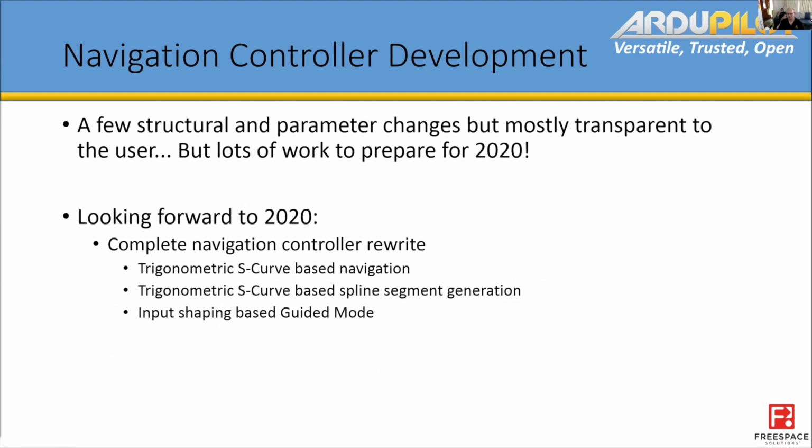Navigation controller: there have been a few structural and parameter changes, and the cleanup that Peter's been doing has crept through there a little bit, plus a few nice little things here and there. But our fundamental core navigation algorithms have not changed for years, which is a good sign, but everybody knows there are a bunch of shortcomings. In particular, when you go fast around a corner, you cut that corner dramatically.